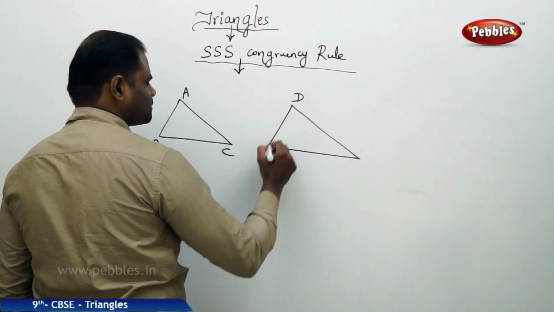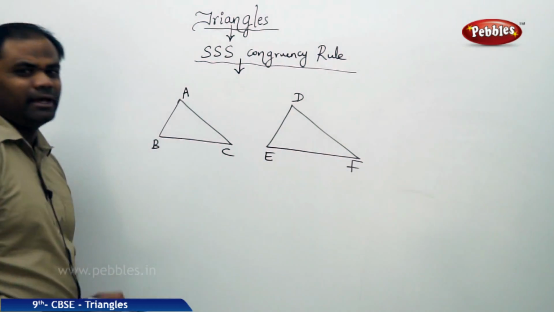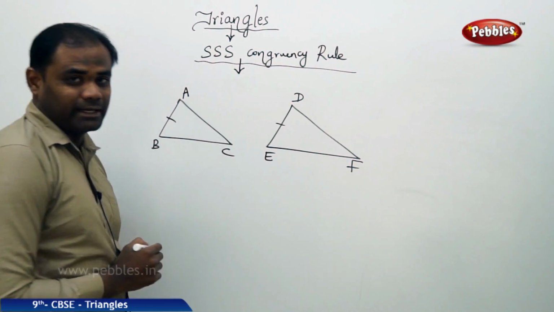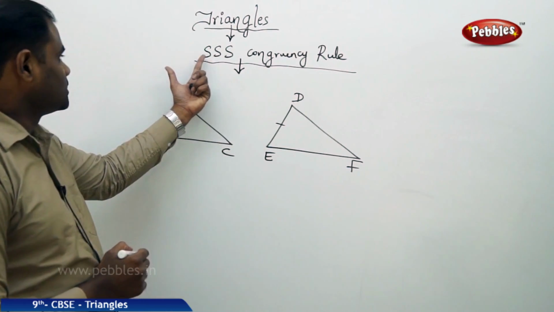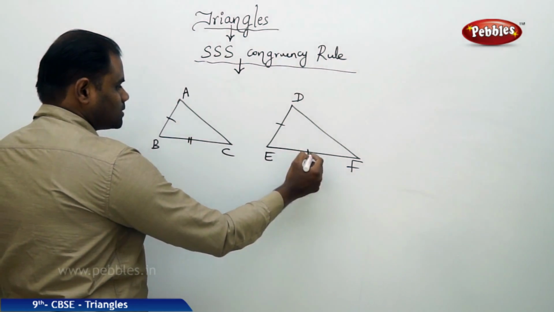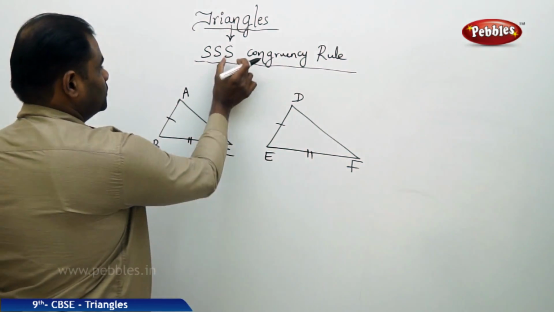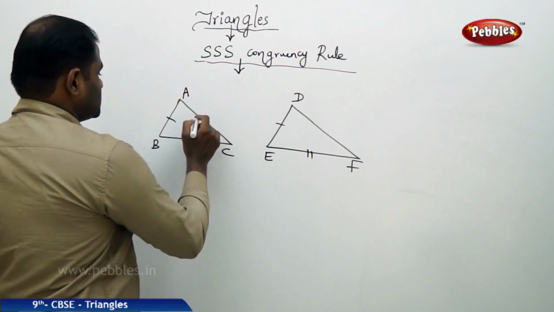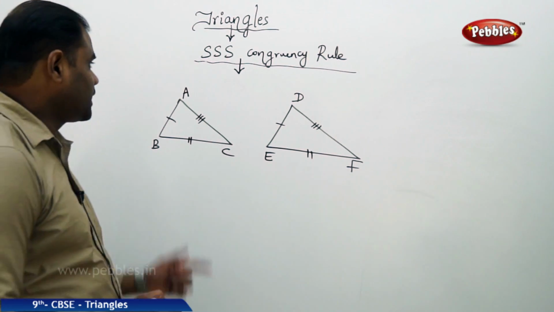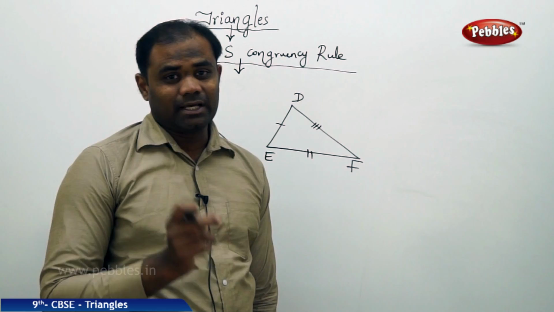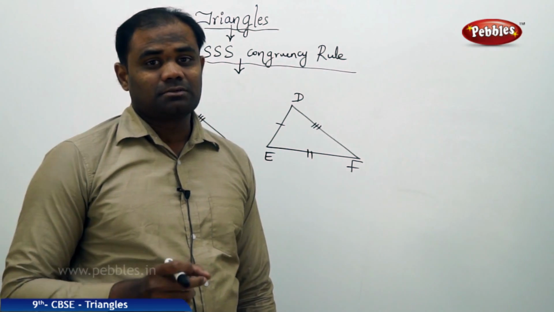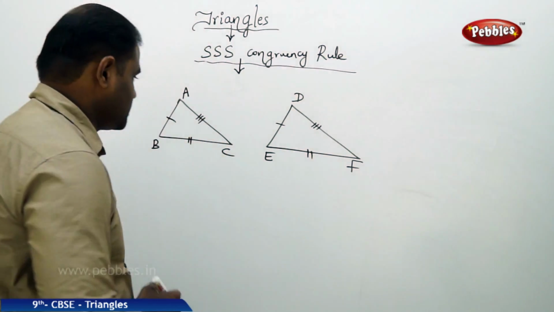Triangle ABC and triangle DEF. Here, let me say the side AB equals side DE. One pair of sides is equal. Let me go to the second pair of sides. BC equals EF, and the third pair, which is the third S, is AC equals DF. Then the triple S axiom or triple S congruency rule states that if the corresponding sides of the two triangles are equal, then the triangles must be congruent by SSS.